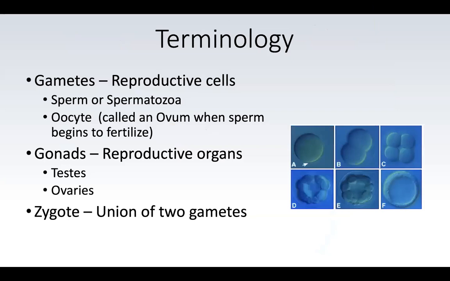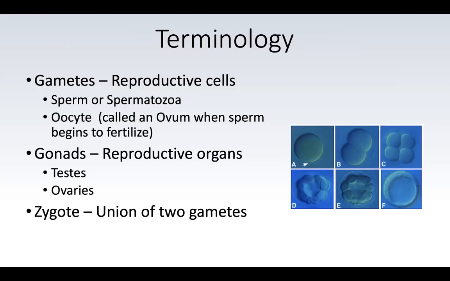So, basic terminology. First, the gonads. These are the reproductive organs. Gonads are a general term. So in the male, the gonads are the testes. In the female, the gonads are the ovaries. There are two testes for the male, two ovaries for the female.